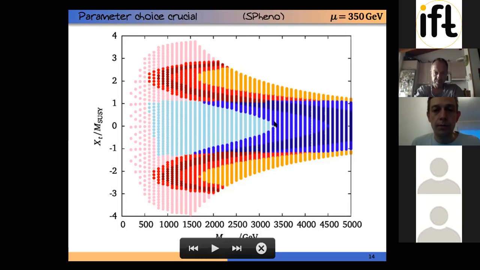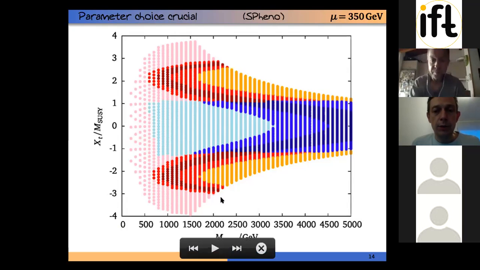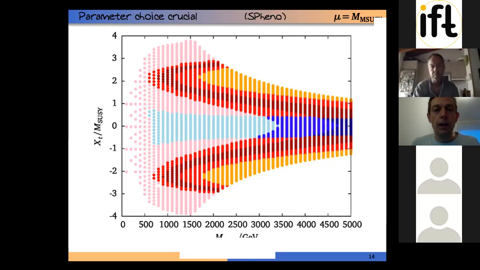Now, if you want to do a conservative estimate and say, okay, we are only interested in parameter points where the global minimum is the electroweak, we have to start here, for this case, at SUSY masses of above 2 TeV for a mu value of 350. Now, if we increase mu in the same manner as we increase MSUSY, this looks even a bit worse. I mean, this band in the middle is shrunk. You have to go to much larger SUSY values.